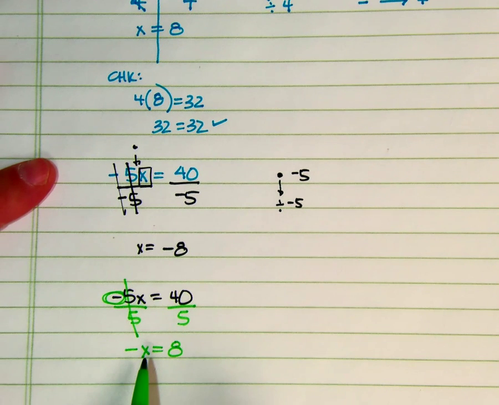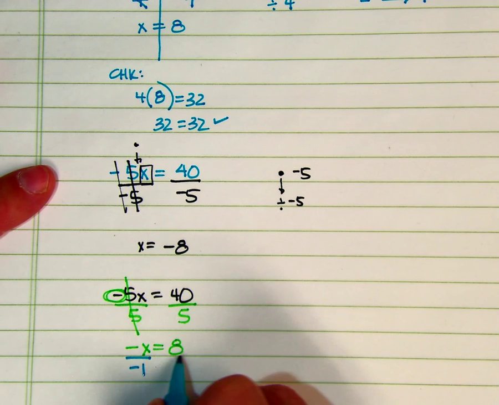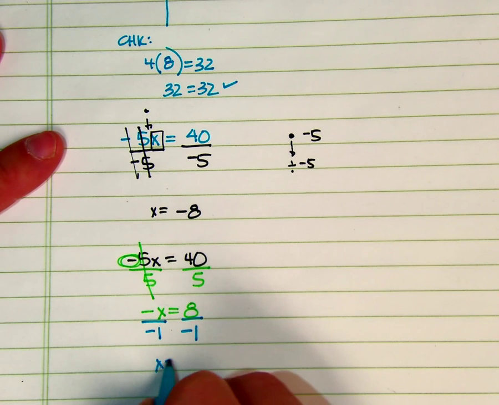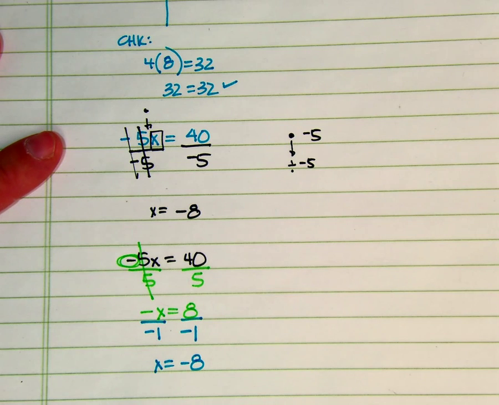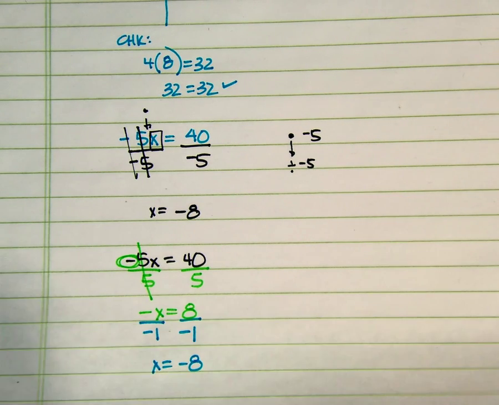We cannot stop with a negative variable, so you'd have to go one more step and divide or multiply both sides by a negative 1, and you're right back to x equals negative 8. So that is with multiplying and dividing.